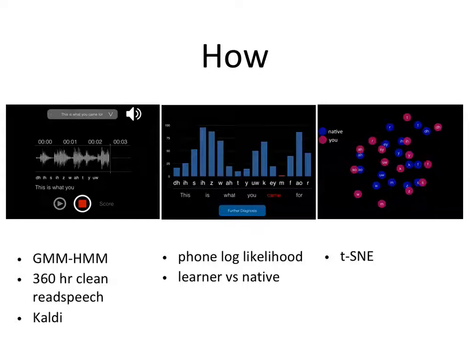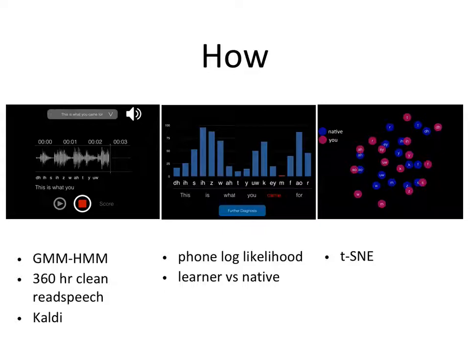And for the grading metric, the ASR system, in the decoding step, outputs the log likelihood of each phone pronounced. So we're going to use it for grading. And the metric is the score of each phone will be calculated by subtracting the phone log likelihood of the native speaker from the learner's.